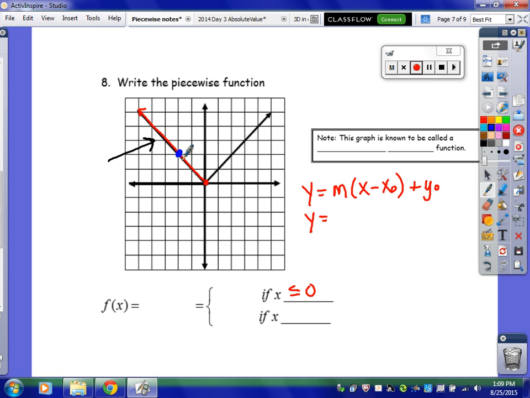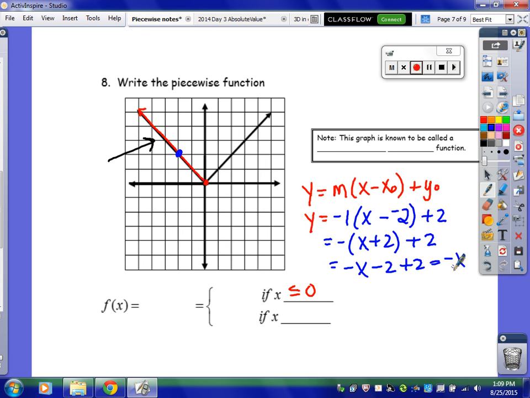So if you look at your slope here, you see it's negative 1. So x minus, all right, the coordinates of that point. That's x minus a negative 2, plus 2. All right, simplify that. You're going to distribute that. So we're going to go with negative x plus 2 plus 2, distribute my negative. So negative x minus 2 plus 2 is equal to negative x. So the equation of that piece of my line is negative x, or the opposite of x.